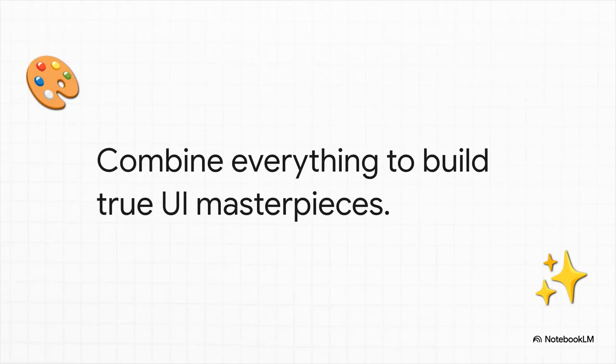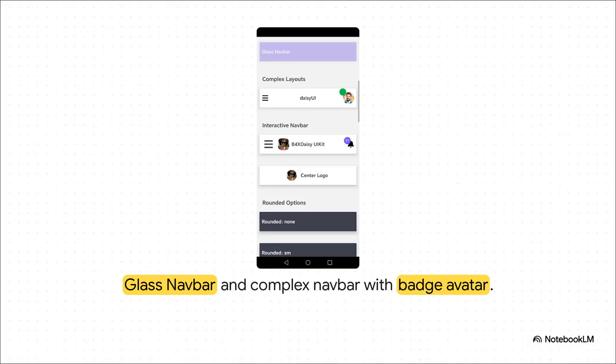Act 5. The masterpiece layouts. Now that we've got the pieces, it's time to combine everything into some true UI masterpieces. Let's take a look. Just look at how stunning this is. By simply enabling the glass property, you achieve this world-class translucent app header in mere minutes.